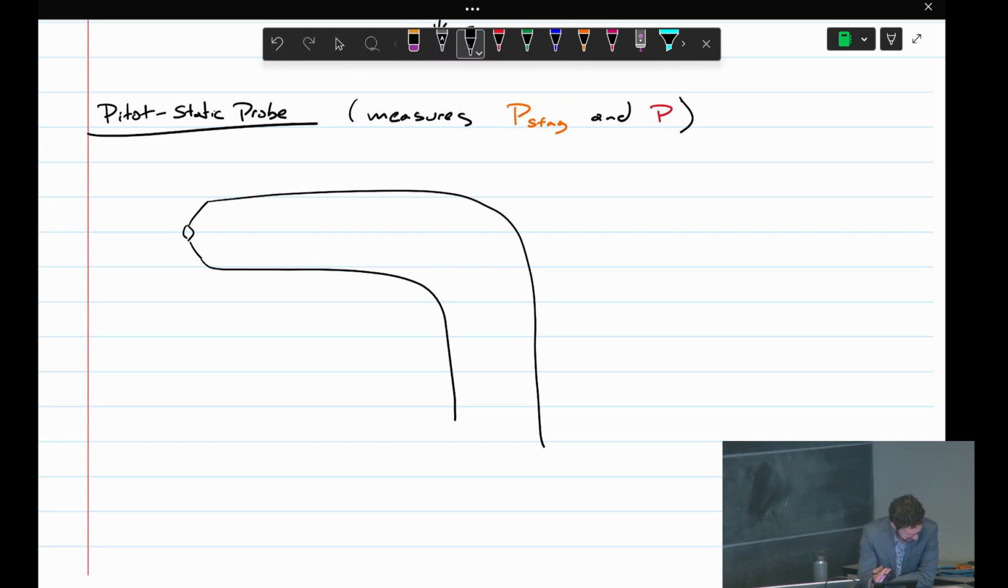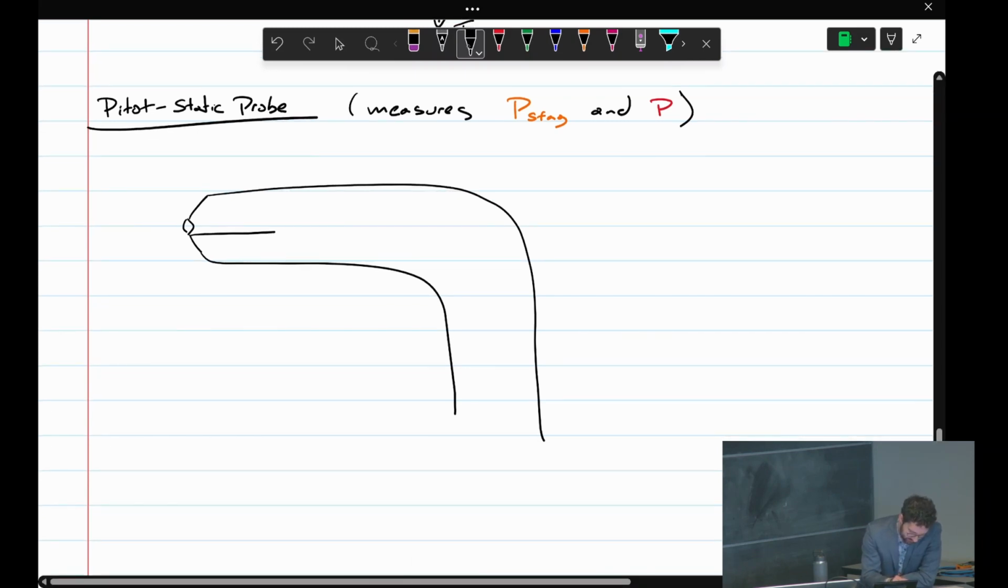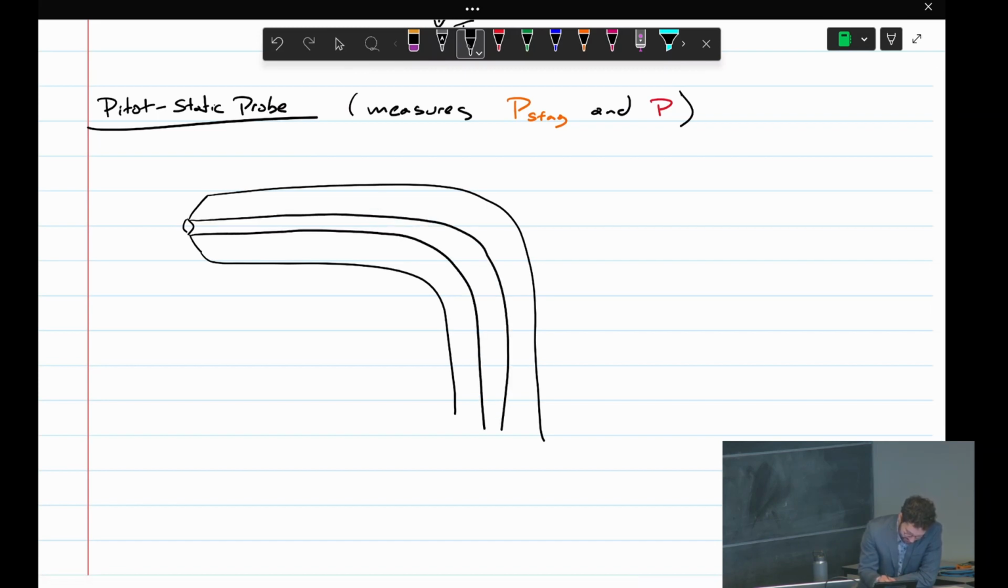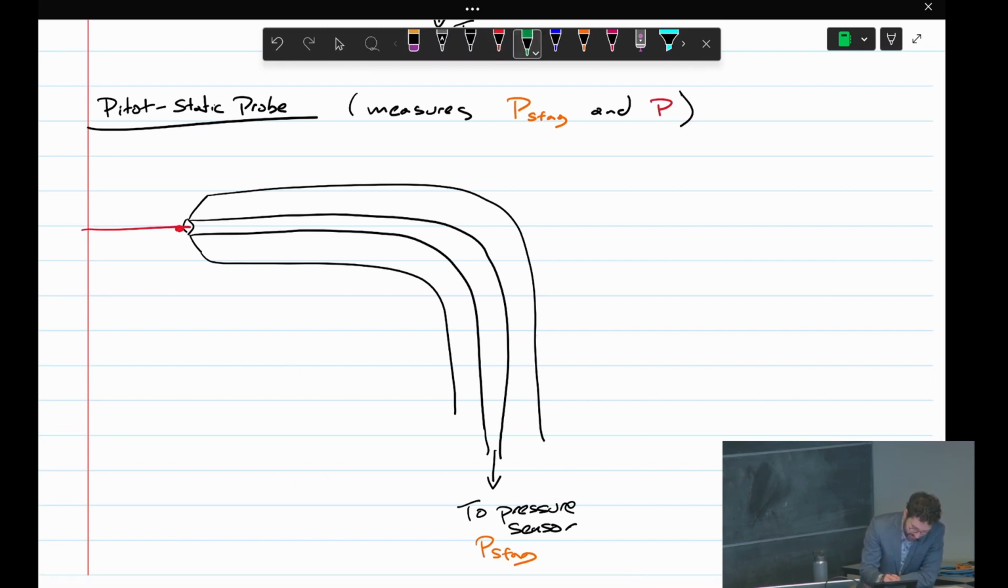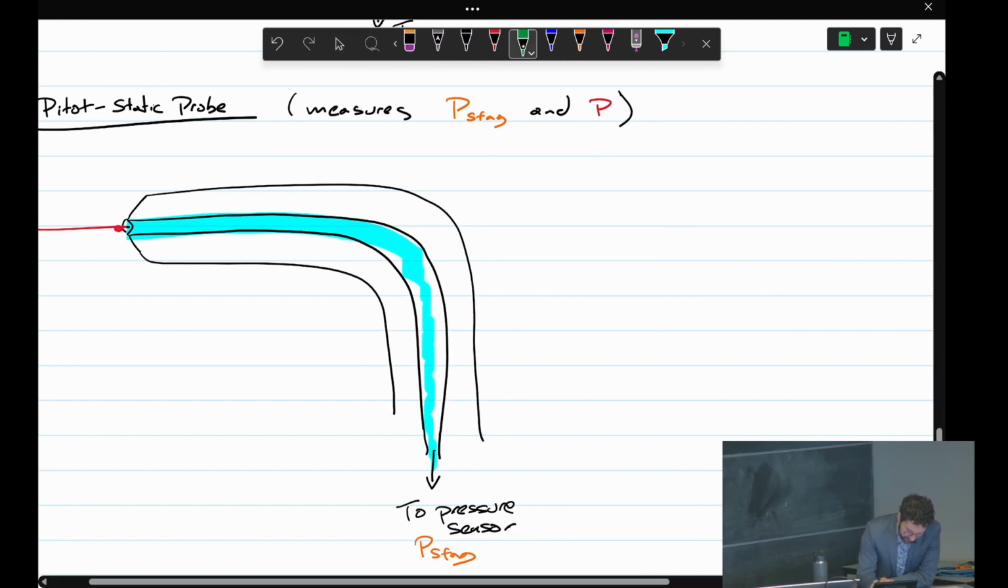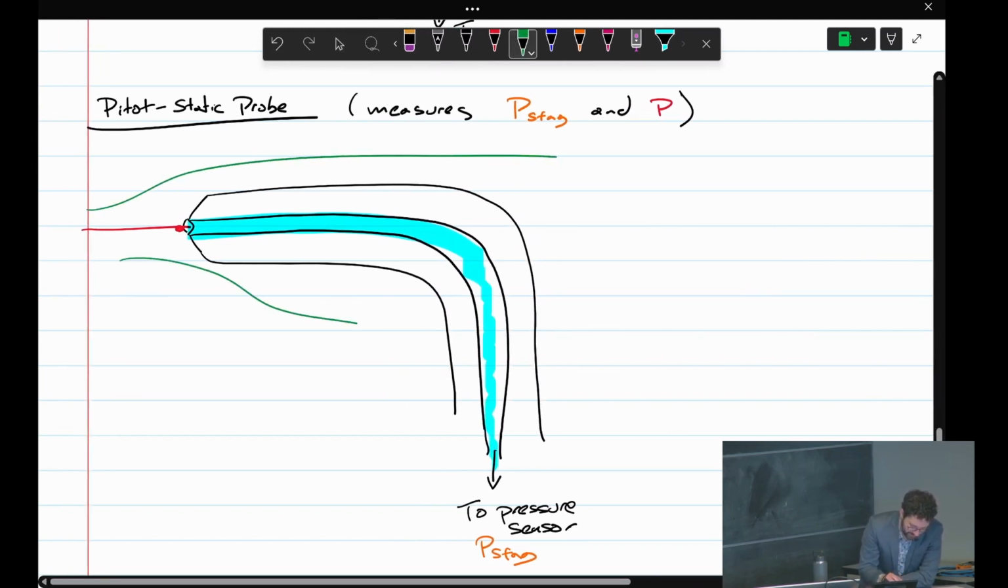So we have our probe. In a pitot-static probe, the stagnation streamline is connected through a small pipe on the inside. That's going to go to a pressure sensor. Just to clarify, that would be P stag. The same principle applies there for P stag. So the flow gets backed up in this tube. There's no movement to that flow. The other streamlines and flow will go around like this.